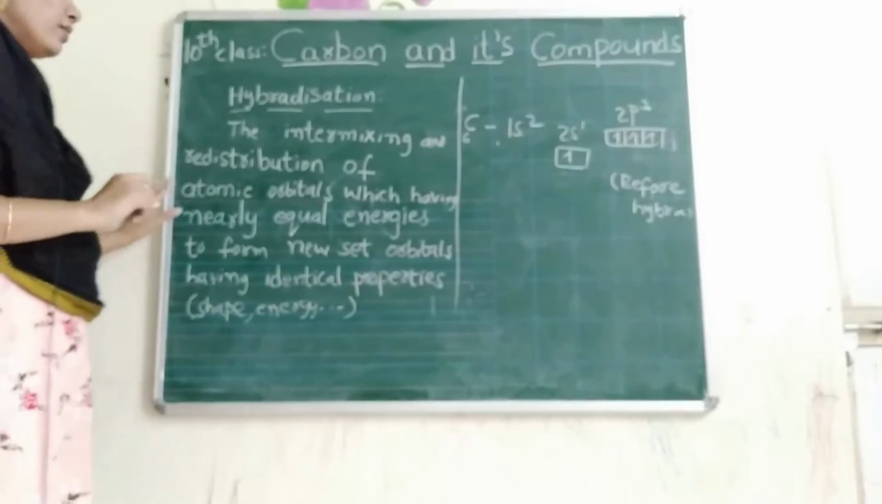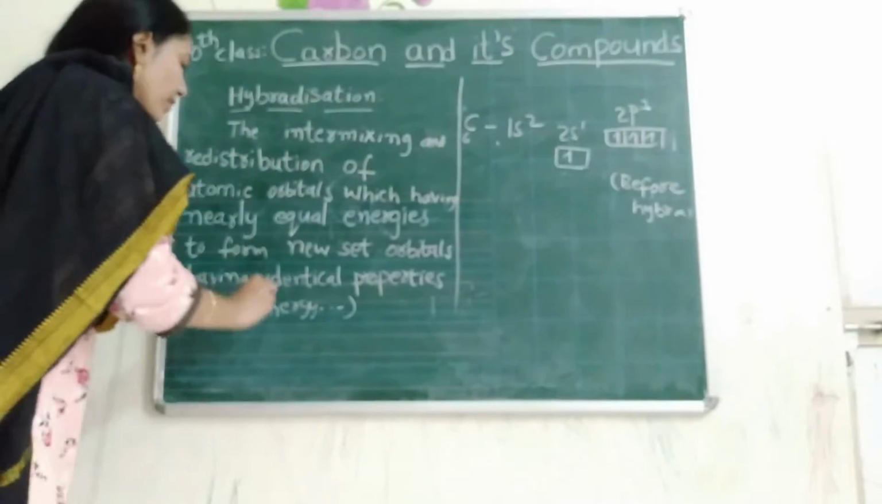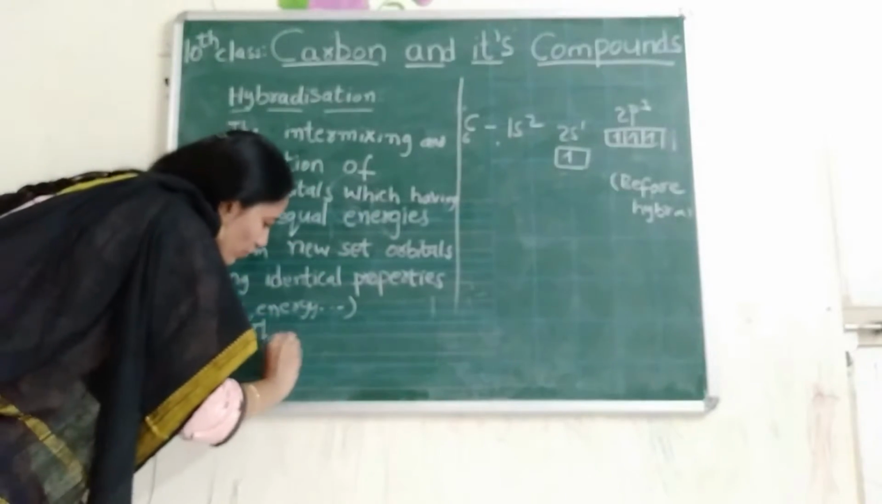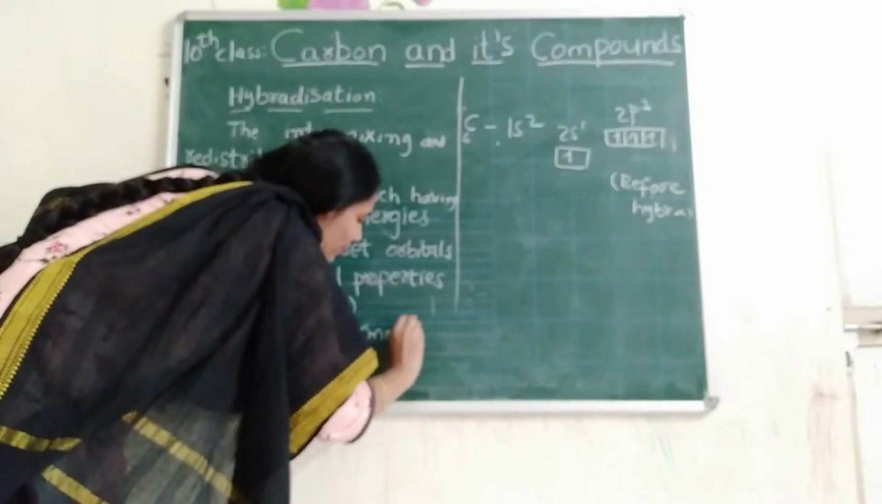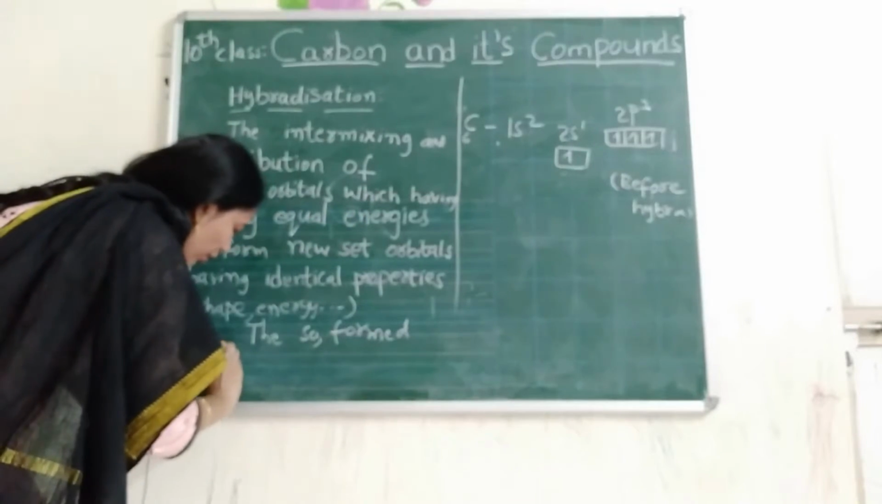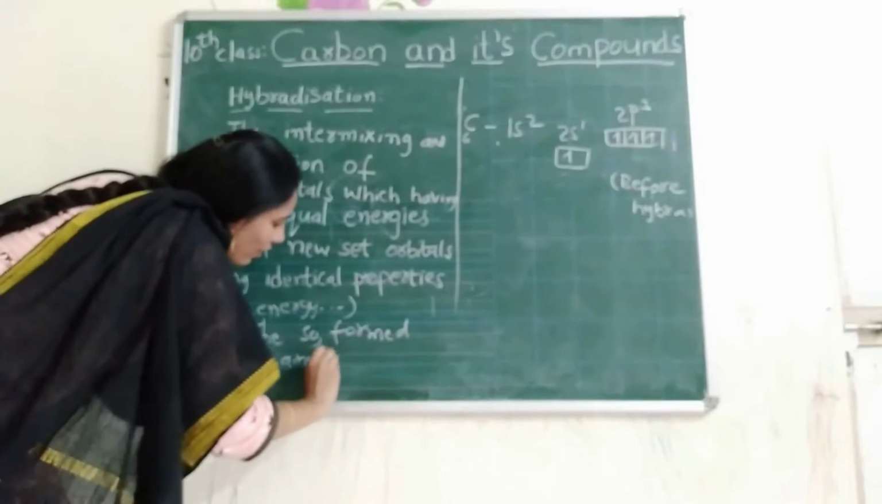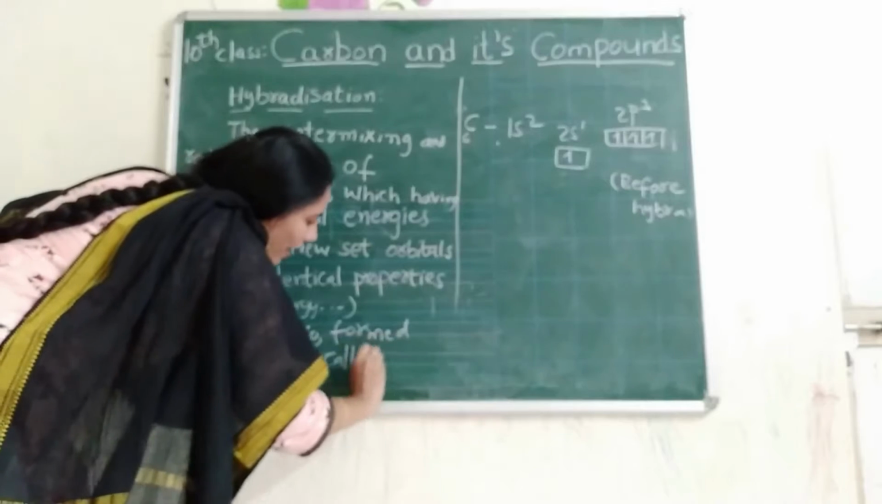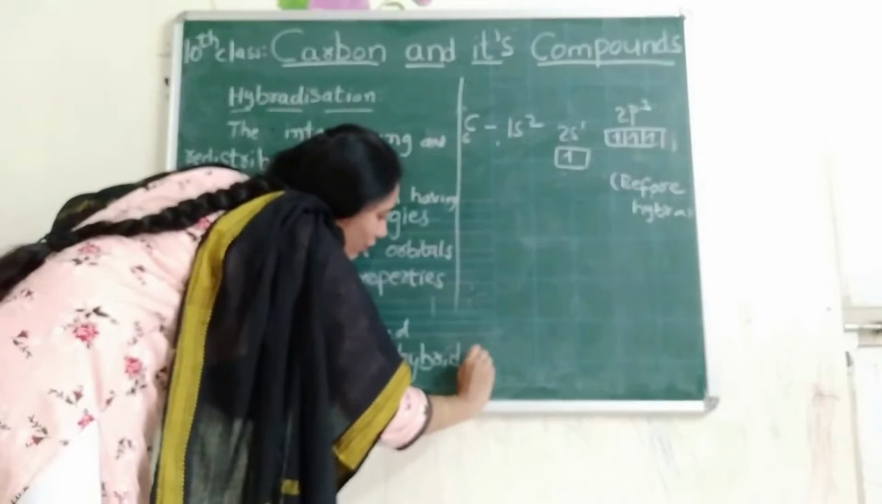The so formed orbitals are called hybrid orbitals. Which orbitals? Hybrid orbitals.